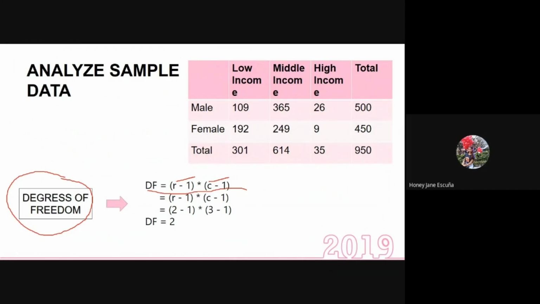According to the video I watched about the chi-square test of homogeneity, to fully understand and determine our R and C, R refers to the rows in our table, and C refers to the columns in our table. So for R we have 2 minus 1 and C is 3 minus 1. So our degrees of freedom is equal to 2.